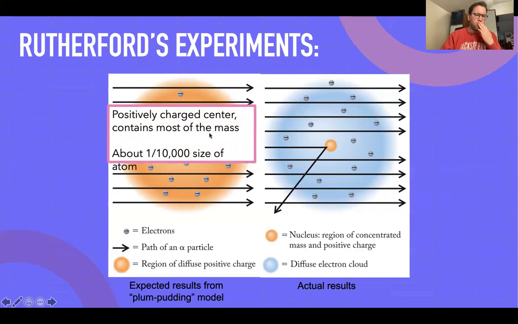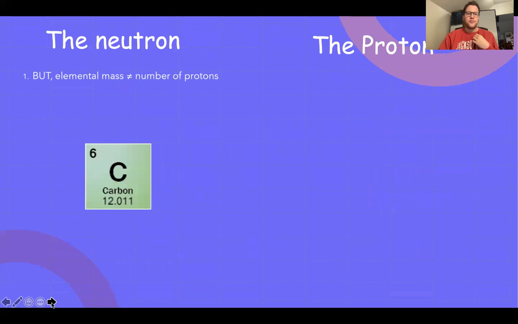So the positively charged center contains most of the mass, but it's about 1/10,000th the size of the atom. He was shocked by this. This is a cool thing about science: it just keeps changing. He noticed that, wow, this tiny little nucleus has most of the mass, most of the weight. And so the neutron and the proton came into being.